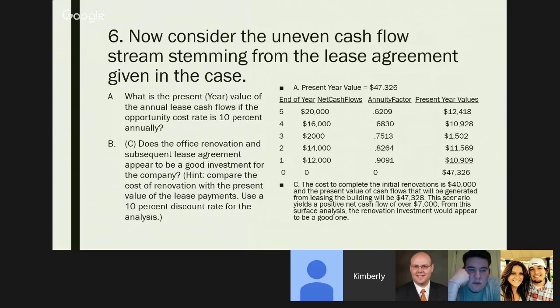For question C, does the office renovation and subsequent lease agreement appear to be a good investment for the company? The cost to complete the initial renovation is $40,000, and the present value of cash flows that will be generated from leasing the building will be $47,328. This scenario yields a positive net cash flow of over $7,000. From this analysis, the renovation investment would appear to be a good one.